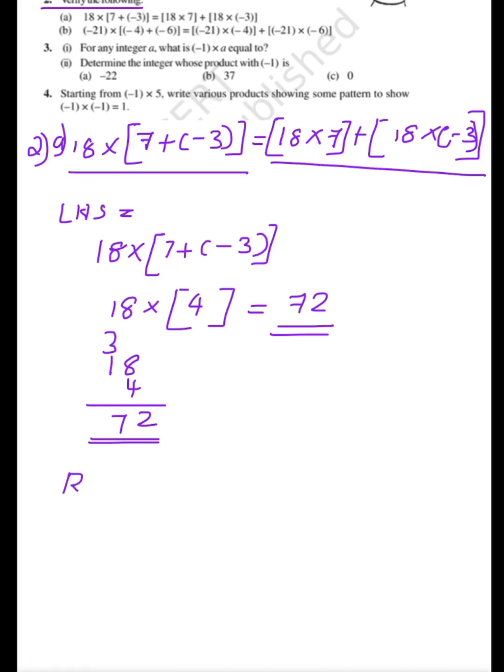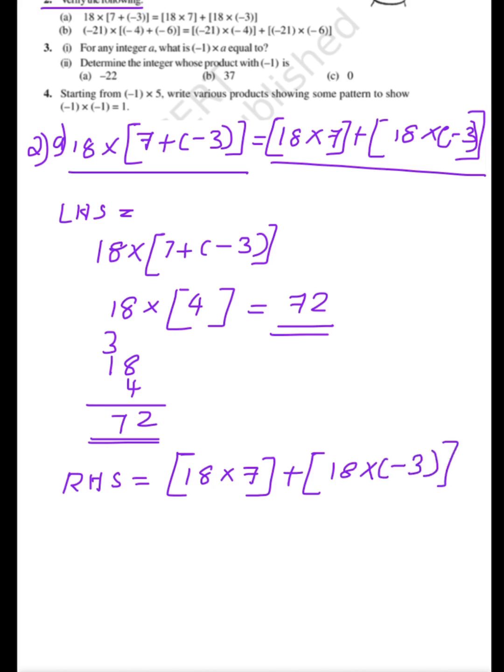Okay, right hand side of the equation, which is RHS, is equal to what? 18 into 7 plus what is there? 18 into minus 3. So here also we have to do the things inside the bracket first. Okay, so first let's do what? 18 into 7. What is 18 into 7? Let's do it. 8 7s are 56. Carry 5, 126. So let's write here as 126.